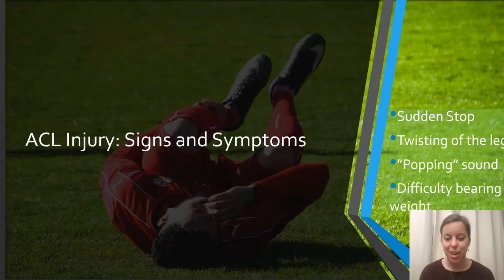As patients are active and running around, commonly in adolescents and pre-adolescents, oftentimes an ACL injury occurs when they come to a sudden stop or if there's a twisting of the leg, and usually there's a bit of a popping sound that is also associated with this injury. Afterwards, it's difficult to bear weight. There's tenderness upon weight bearing, and then there can be some inflammation, redness, and some warmth of the knee joint.